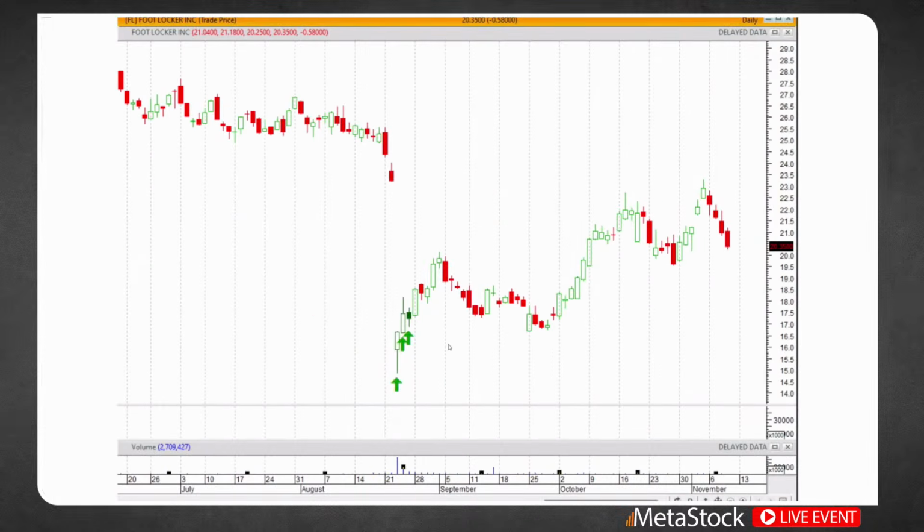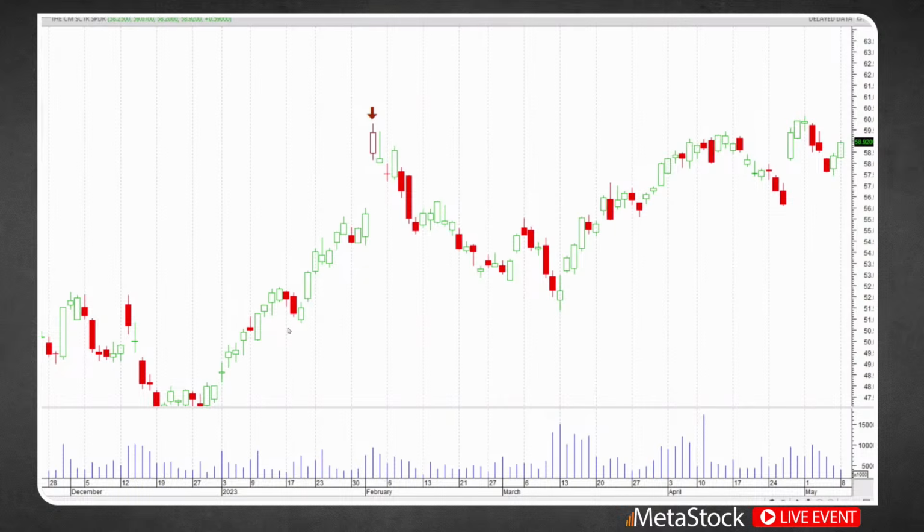Here's Foot Locker a little while ago, extremely oversold. And you can see the stock end up going from 17 to 23 or something like that. So all we would do is sell a put down here and buy a protective put against it a bit lower. Here is another stock. You can see extremely overbought. It goes from 60 down to 50. That's a nice 15% move.